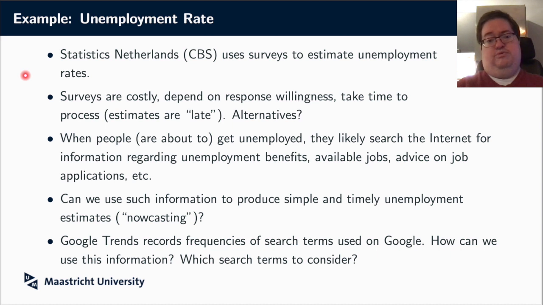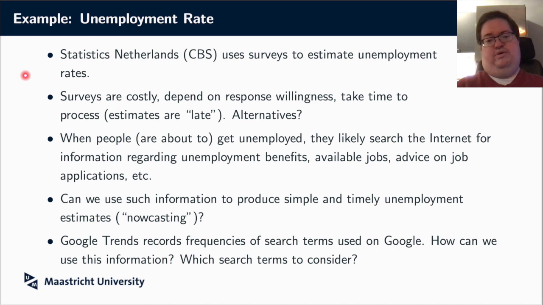And Google records frequencies, how often search terms are used. And these are available almost in real time. So you could get much earlier estimates, which we call nowcasting. When we are forecasting the present. So we're not doing it in the future, saying what is unemployment now.